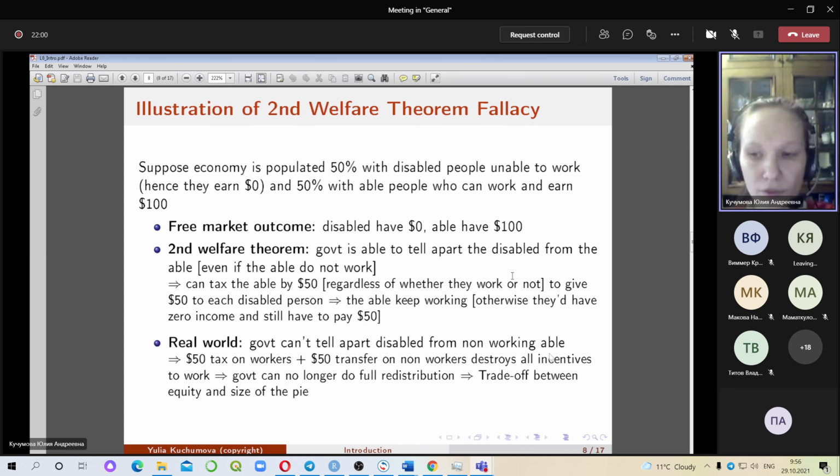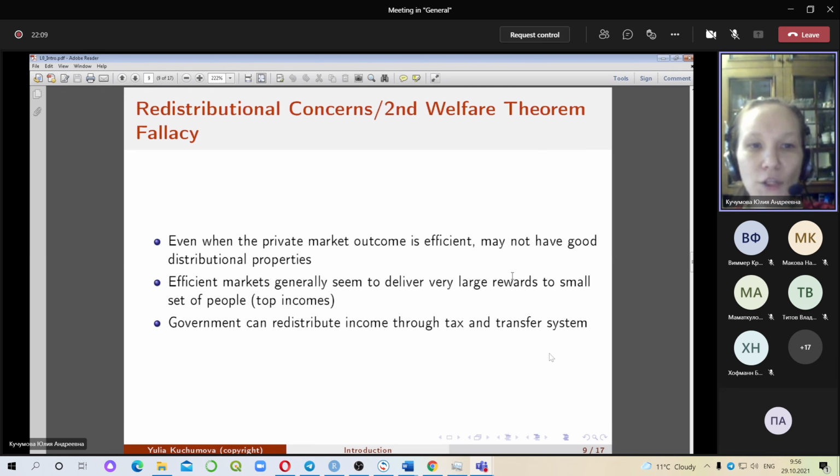Here is an interesting example, but I will skip it, so read it by yourself at home. We see that even when the private market outcome is efficient, it may not have good distributional properties. In practice, an efficient market generally seems to deliver very large rewards to a small set of people. Then the government can redistribute incomes through taxes and transfer systems to achieve a more equal distribution of wealth.